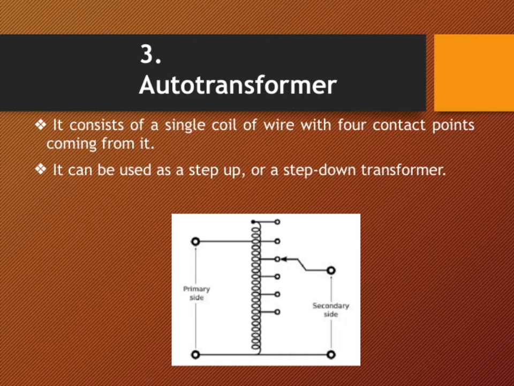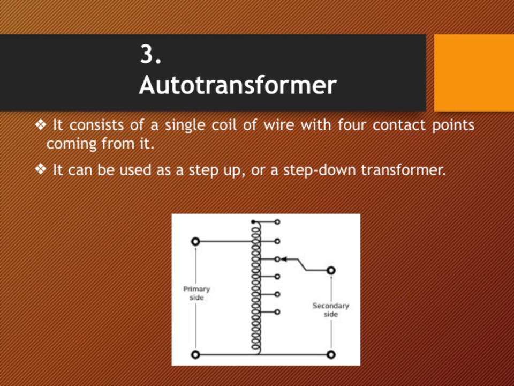This slide shows a simple coil of wire with 4 contact points coming from it. What's interesting about this setup is that it can function as a transformer, either stepping up or stepping down voltage. Now, this is what we call an autotransformer. Unlike the traditional transformer, which has separate coils for the primary and secondary, an autotransformer uses a single coil with multiple contact points. This design allows for a more compact and often more cost-effective solution.